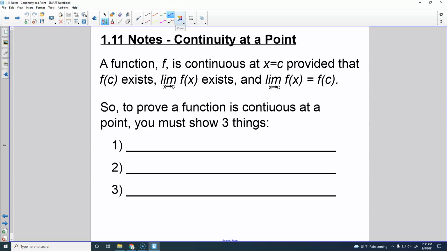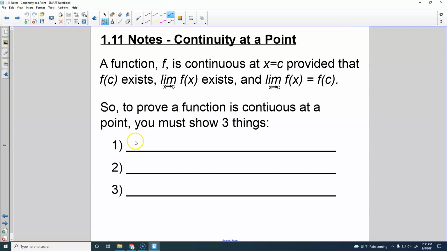Okay. All right. So, a function f is continuous at x equals c. c is just a number here. It could be 0, 10, 5, 4, negative 3. Provided that f of c exists, the limit as x approaches c of f of x exists, and the limit as x approaches c of f of x equals f of c. So, if we are trying to prove in calculus that a function is continuous at a specific point, there are three things that we have to show.